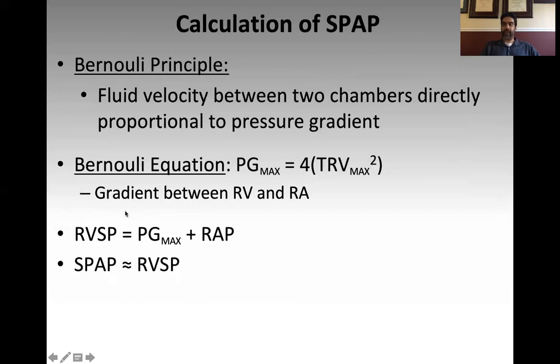And it's okay to just follow the pressure gradient because what we're doing is we're not so much interested in what the RV systolic pressure is. We're more interested in what that number does after we do our intervention. So we can just follow the pressure gradient in that case.